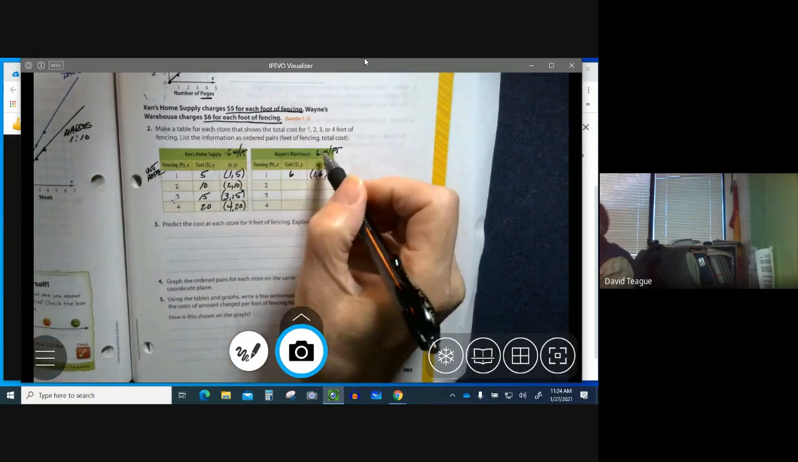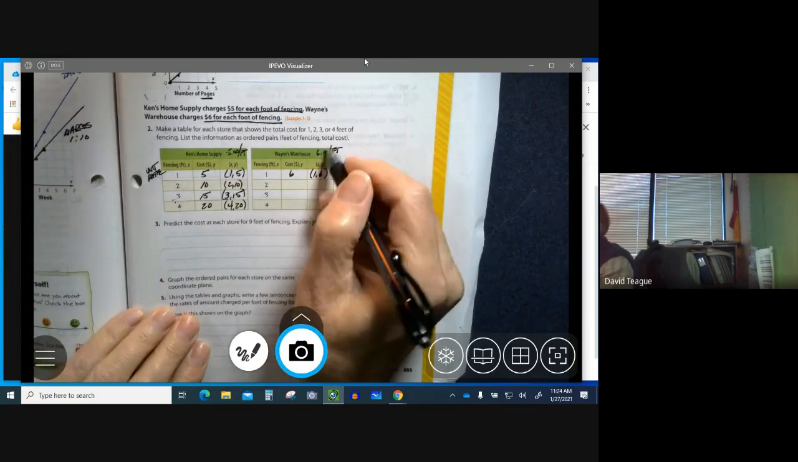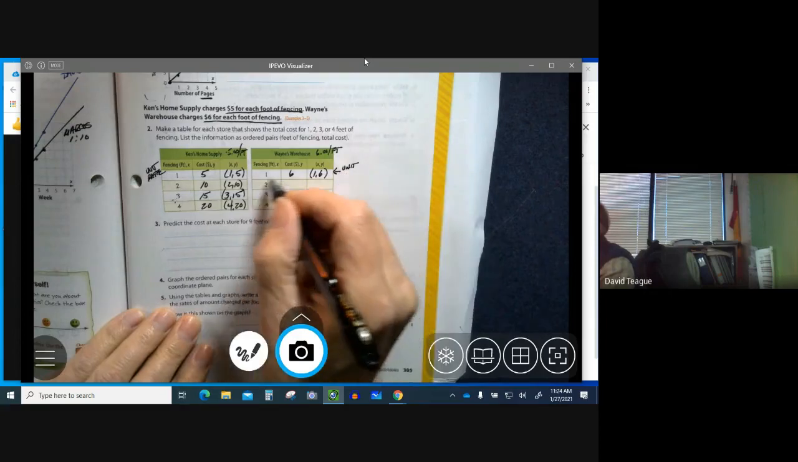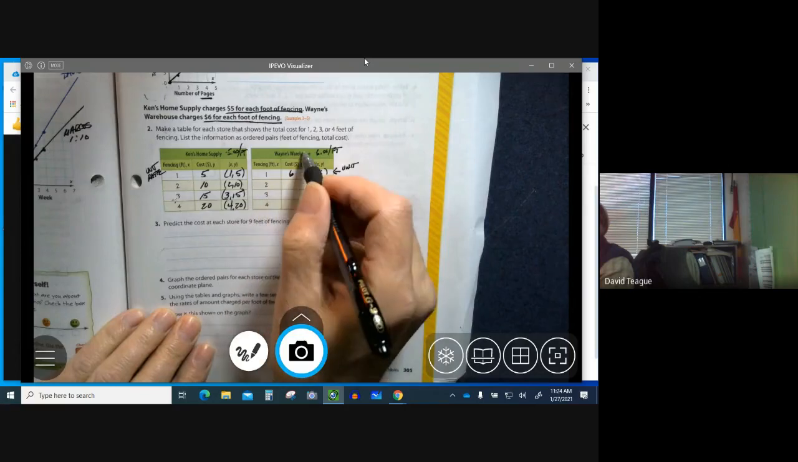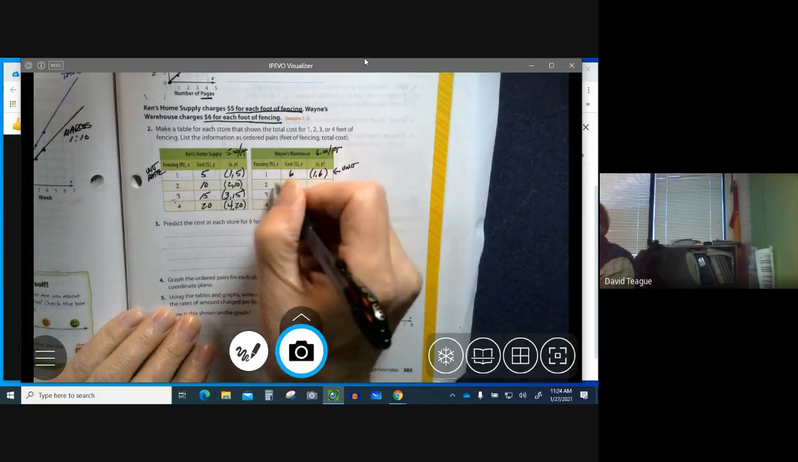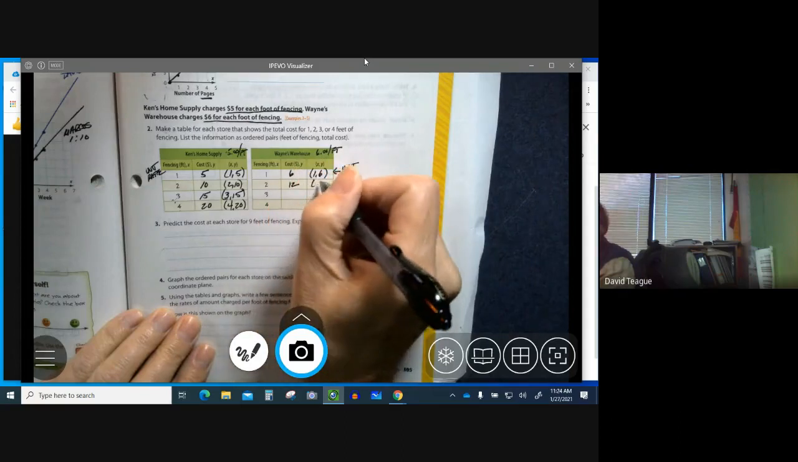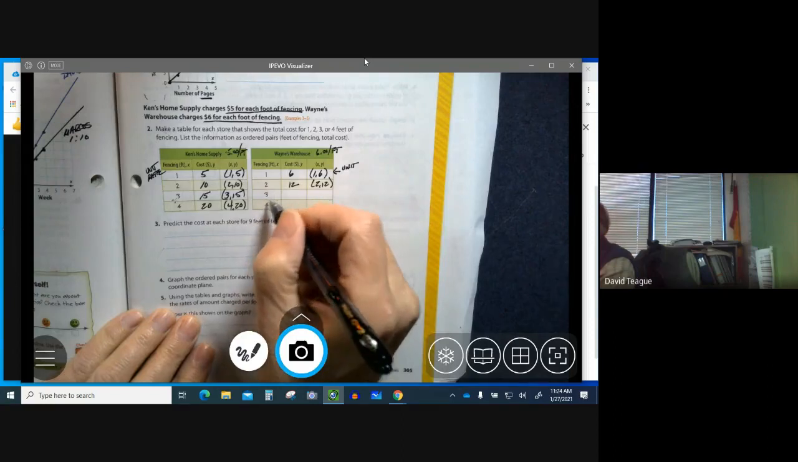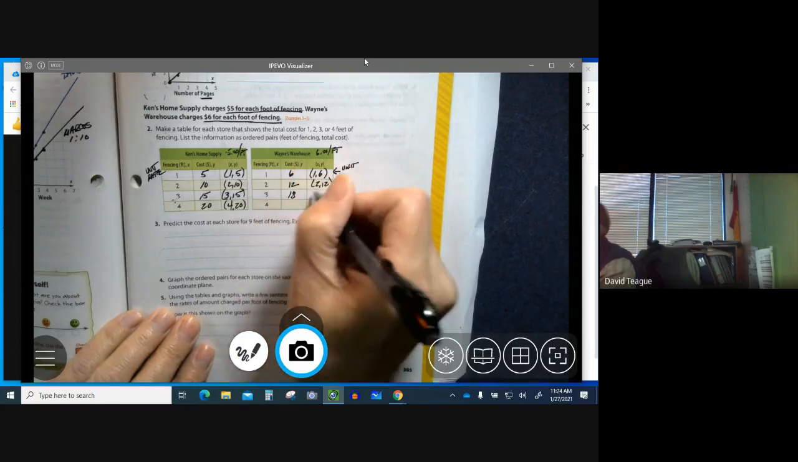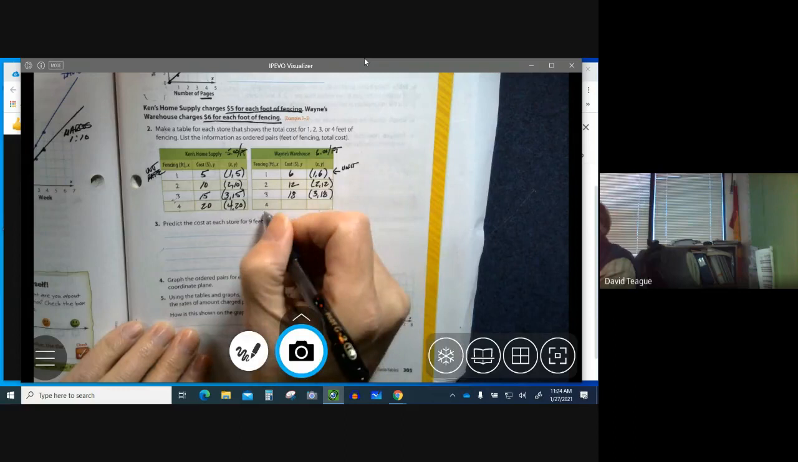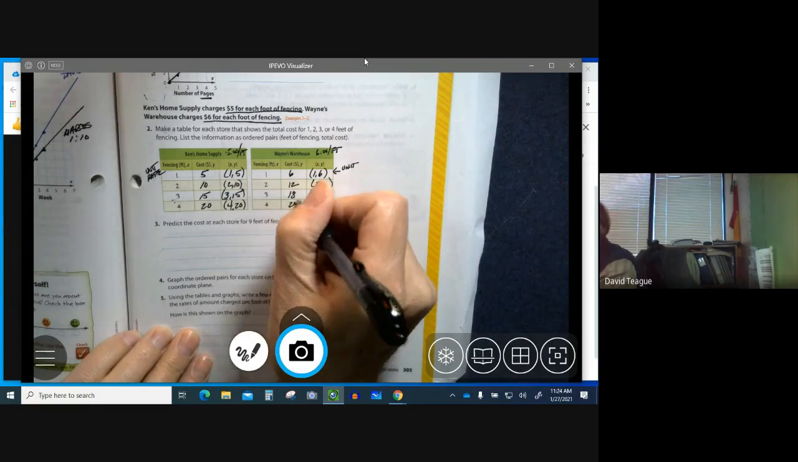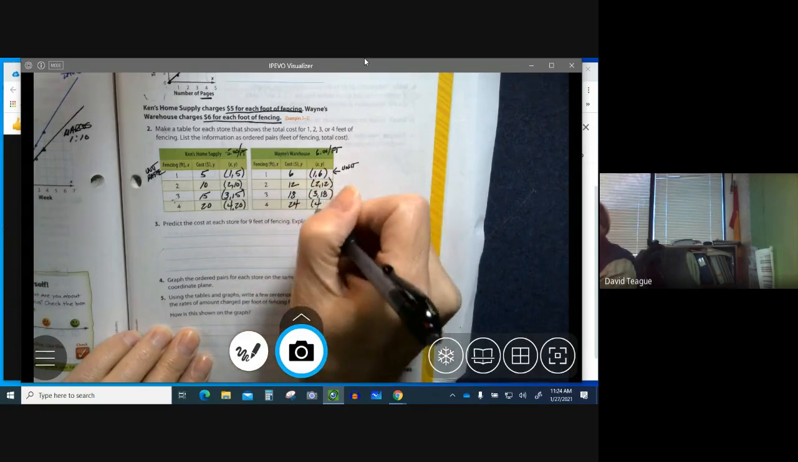So let's go over to Wayne's side. We know that his cost per foot is $6 per foot. This is a unit rate, right? Because it has a 1. So if I had 2 feet, 2 times 6 is 12. And my ordered pair is 2, 12. And then 3 feet would be 3 times 6, which is 18. And my ordered pair would be 3, 18. Okay, and then 4 feet would be 4 times 6 is 24. And my ordered pair is 4, 24.